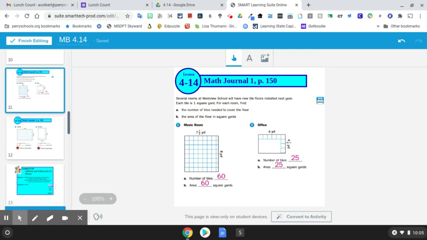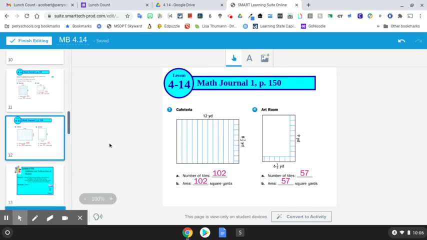If we take 7.5 times 8, we actually get 60 tiles, which means the area is 60 square yards. The office is 6 yards by 4 1/6. If we take 6 times 4 1/6, we actually get 25 tiles, and that gives us the area of 25 square yards. And finally, the cafeteria, 12 times 8.5 is 102 tiles, giving us an area of 102 square yards. And the art room, 9 times 6 1/3 is 57 tiles, or an area of 57 square yards. So all those fractions really worked out with these multiplication problems, giving us whole number answers.